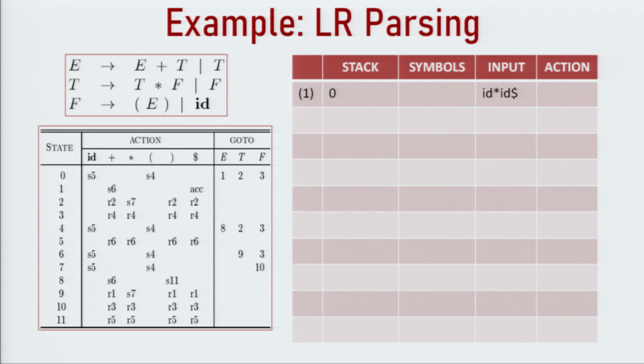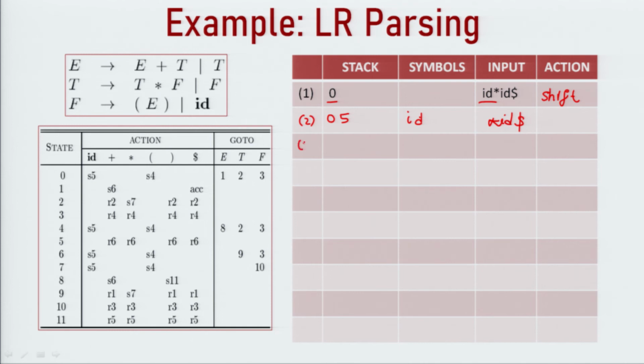So, here we have 0 and this is the input. We will see the parsing table with respect to 0 and ID; this is the stack and this is the input string. With respect to 0 and ID, here we have S5. Here S5 stands for shift. So, for shifting, what will we do? We will shift 5 here, and with respect to 5 the symbol is ID, and here we will advance the input pointer one cell to the right. So, this is multiplication ID $.